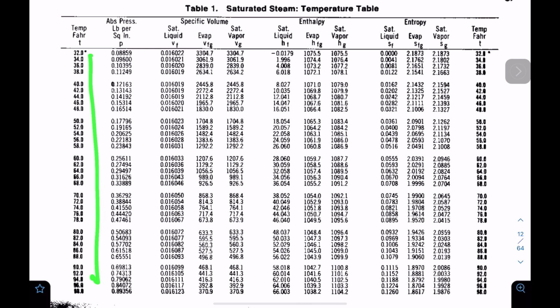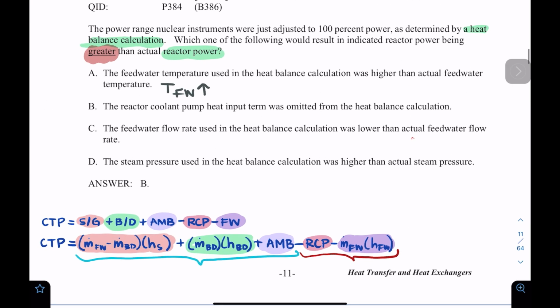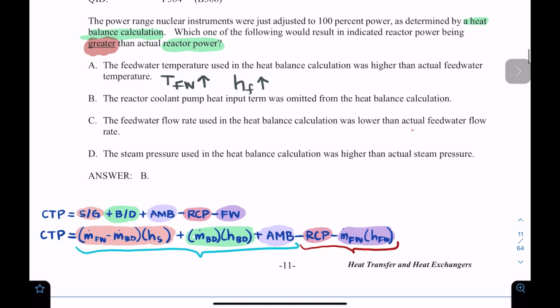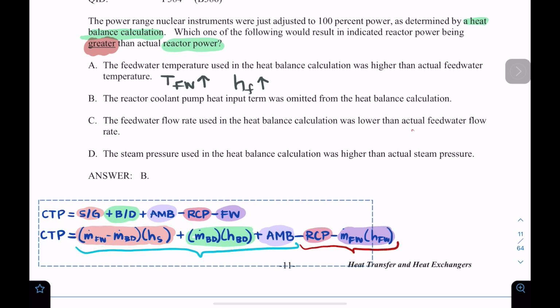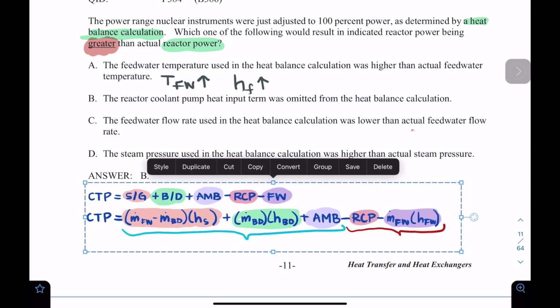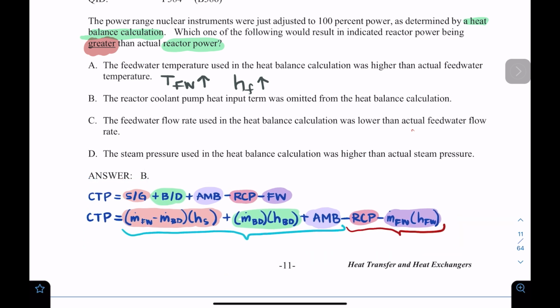So let's go back and take a look. If we increase the temperature, what's happening to the enthalpy of a saturated liquid? If I increase my temperature, I increase my enthalpy. Okay, fair enough. So I'm increasing my enthalpy. Now I can relate that to the formula, but I'm not going to get to a conclusion just yet. So I'm just going to go over this formula here and say, okay, I know this part is increasing, right?